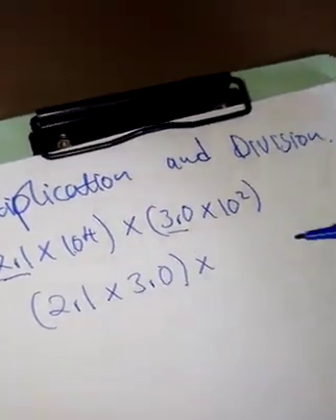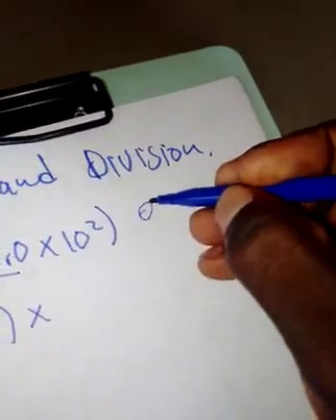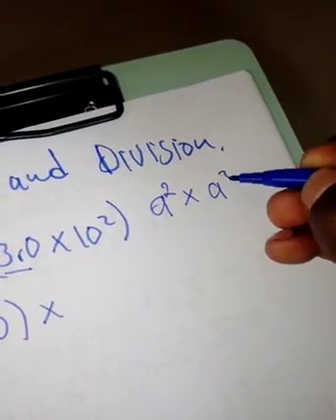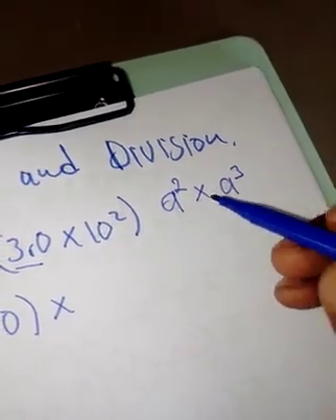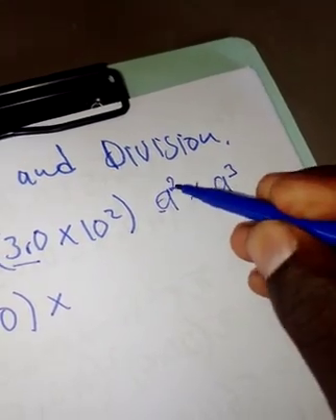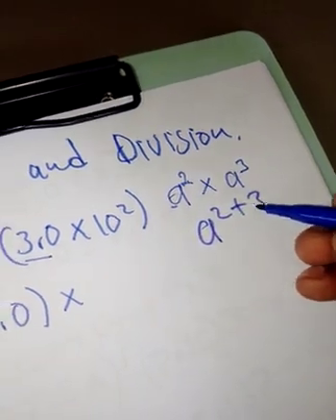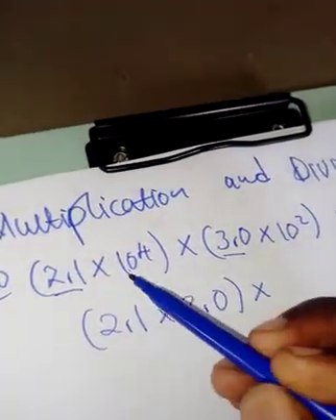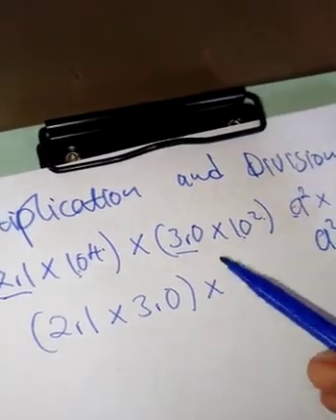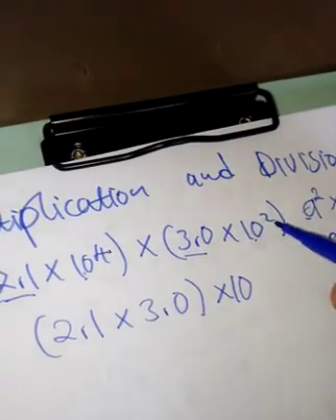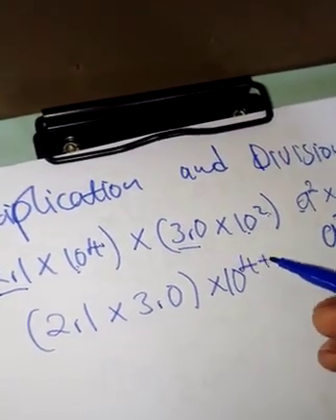These are multiplying. Same, let's say we have a to the power 2 multiplied by a to the power 3. We apply laws of exponents. Same bases, what do you do to the powers? You add them. So it will be a to the power 2 plus 3. It's the same thing we are doing here. 10 to the power 4, 10 to the power 2. These are same bases, so you simply say 10, then you add the powers 4 plus 2.